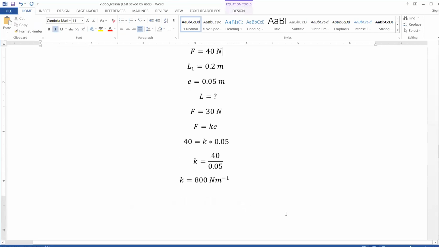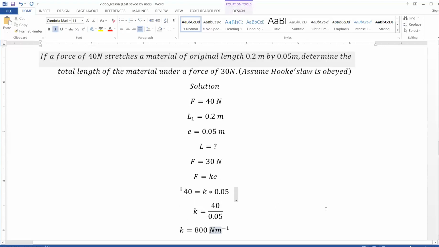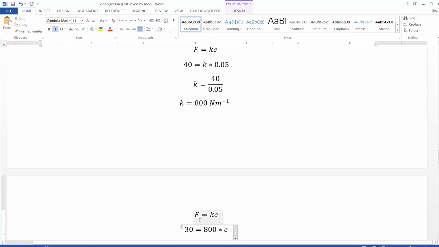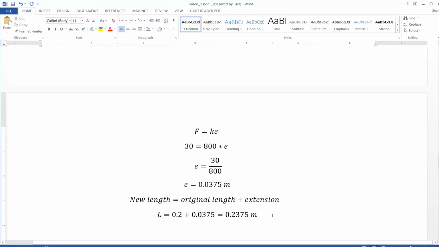Let's look at the question again. We are told that if a force of 40 newtons stretches a material of original length 0.2 meter by 0.05, determine the total length of the material under a force of 30 newtons. So you see, when a force of 40 newton was used, we got this extension. You use these two pieces of information, the force and the extension, to get the force constant. Since the force constant stays the same, you use it with the new force applied to get the extension due to this new force. And you add the extension to the original length, and that gives us the new length.